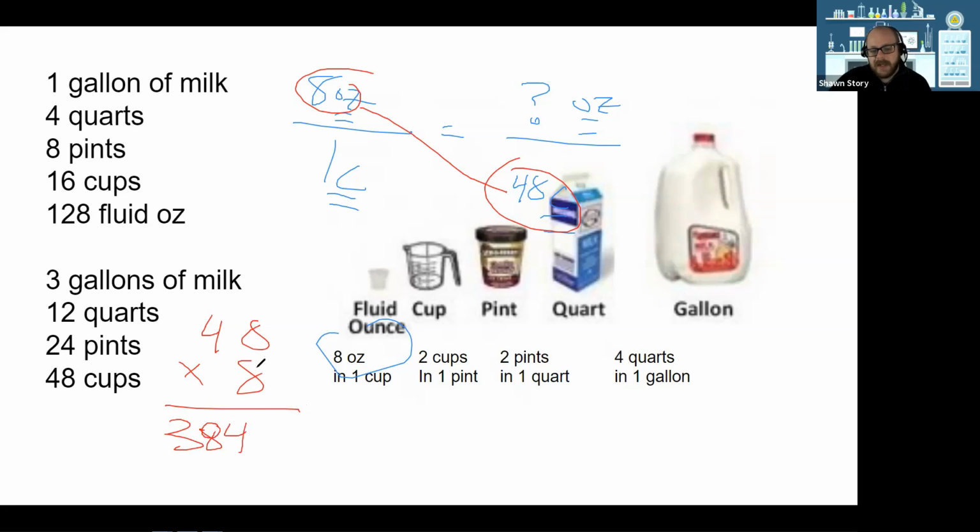Well, I have 8 times 8 is 64. So we got the 4, and I put the 6 up here. 8 times 4 is 32, 33, 34, 35, 36, 37, 38. I agree. 384 ounces. 384 fluid ounces.